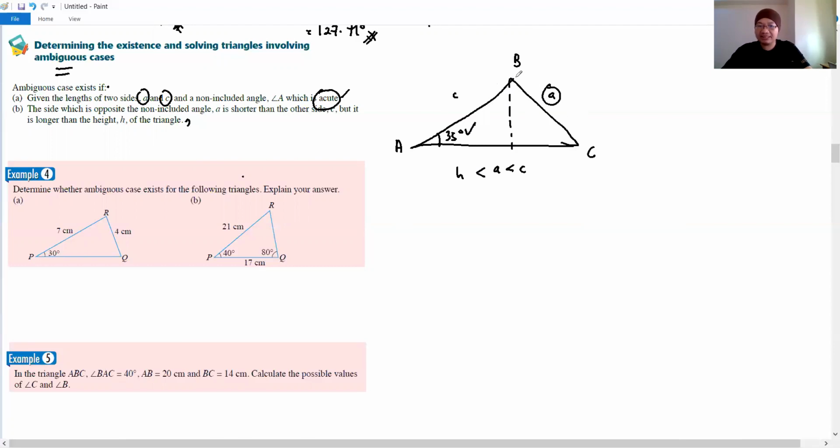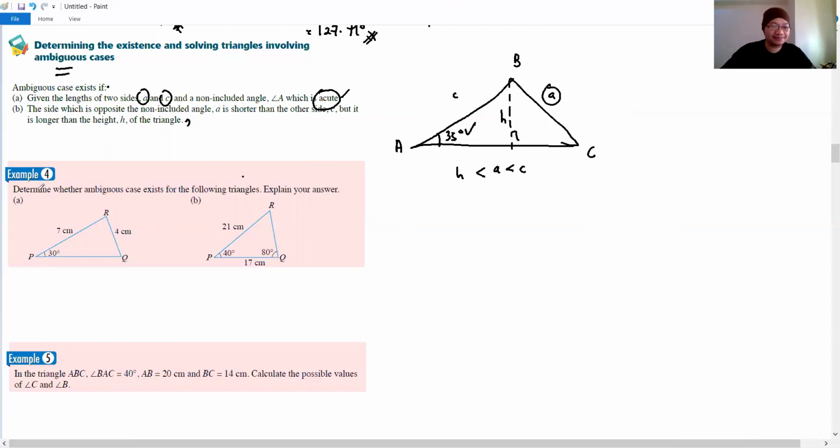Logic or not? Because this A, the length of A or BC here, is like a hypotenuse. This one is your height, 90 degrees. So the height and the hypotenuse, A must be more than H, right? This is your H. So that's why for B, the length of A must be shorter than C. But A must be more than H. Okay, A must be more than H. That's what I mean by the second keywords here. So this is how we prove the ambiguous case.